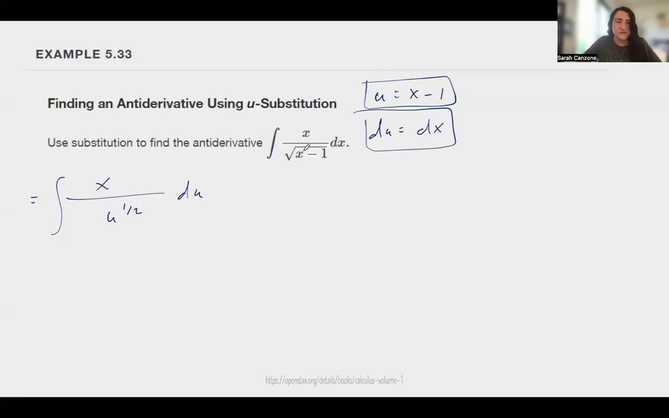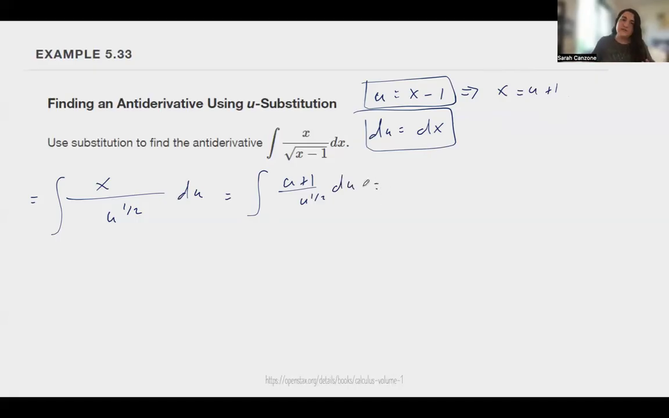If I have two things that are the same, and I let u be one of the things, the more complicated looking thing, I can solve for x just by using algebra. If I add the 1 to the other side, what I get is that x is equal to u plus 1. Now I have an expression for x in terms of u, and I can plug that in. So this is actually the integral of u plus 1 over u to the 1/2 du. Well, now we're in business.